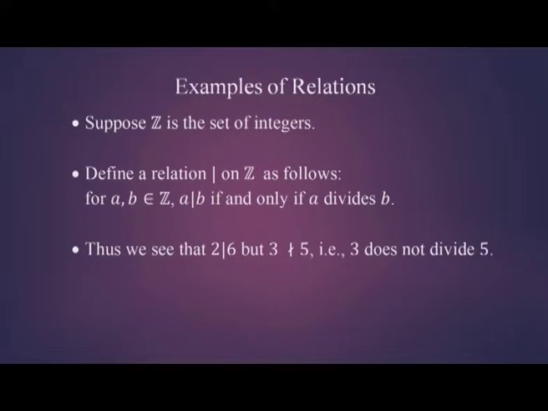For example, if we consider 2 and 6, then of course 2 divides 6. So, we will write 2 | 6. But if we compare 3 and 5, 3 does not divide 5. So, we will write 3, then the straight line with a cancel, and 5, which we will read as 3 does not divide 5.